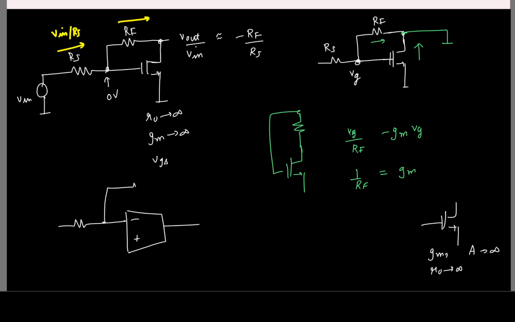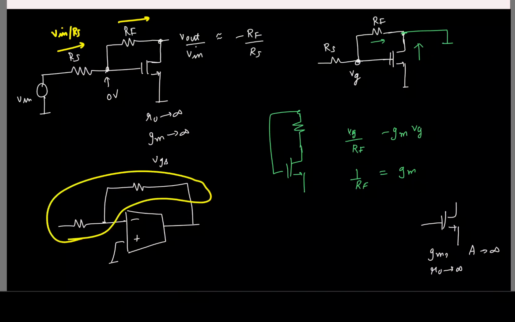The moment I put it in feedback like this, now we see that the gain is finite, right? Because now the gain depends on what I'm connecting here also. So if you try to find the loop gain here, and this is, let us say, some finite gm, what do you think will be the loop gain?